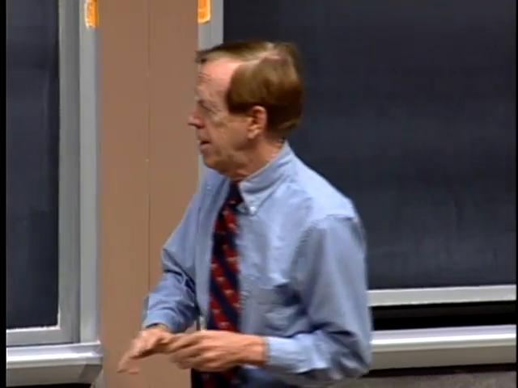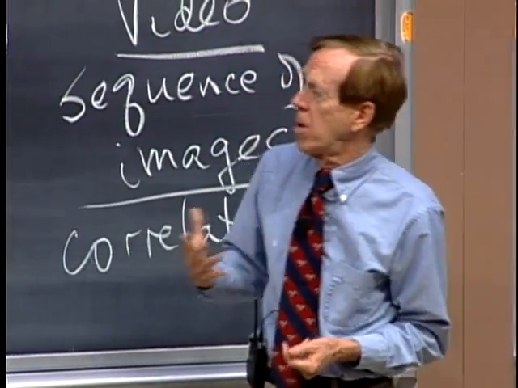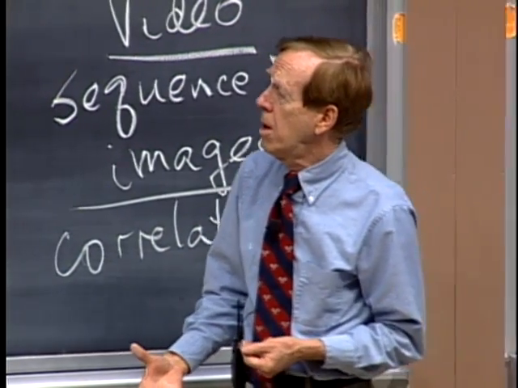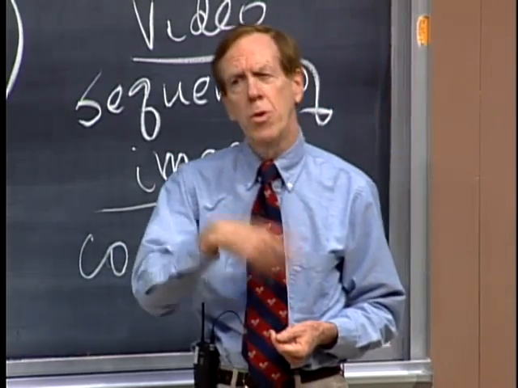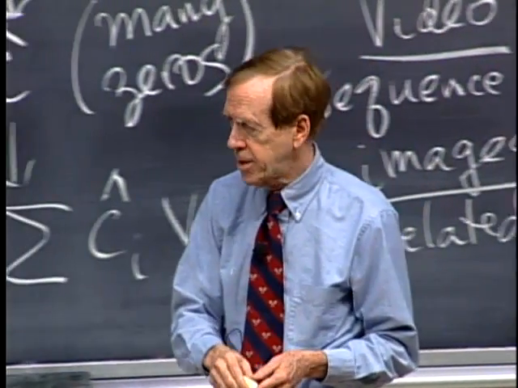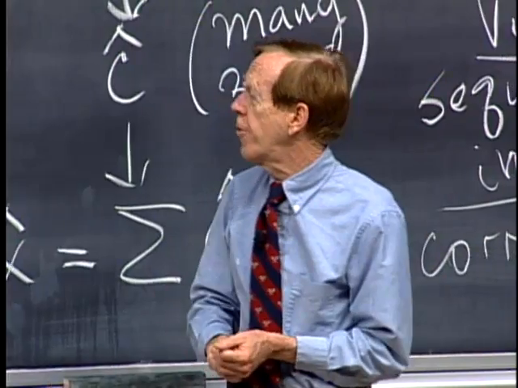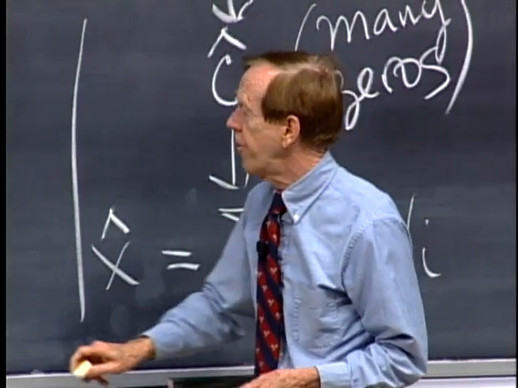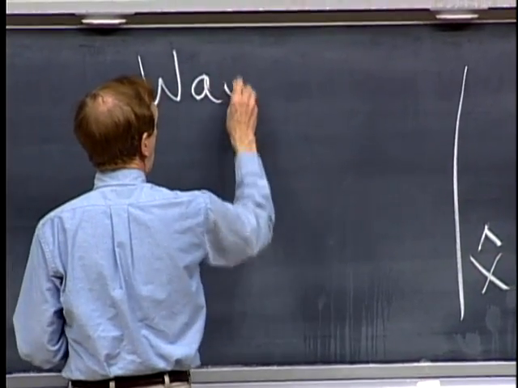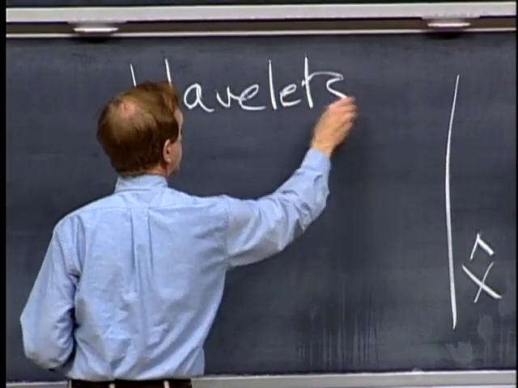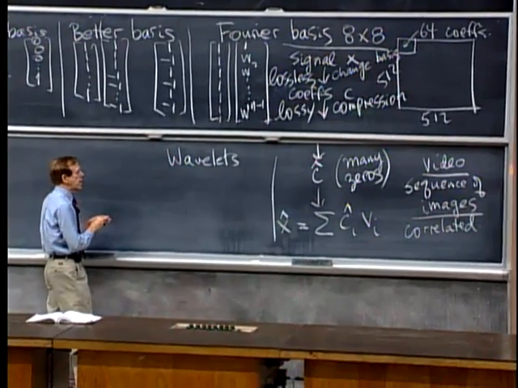Maybe you'll allow me to tell you, and the book describes, the new basis that's the competition for Fourier. The competition for Fourier is called wavelets, and I can describe what that basis is like, say in the 8x8 case.